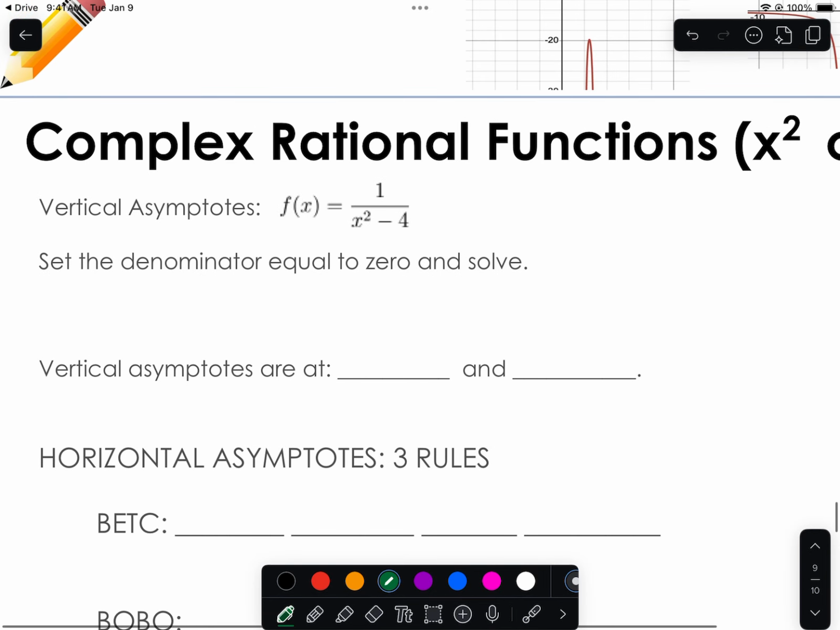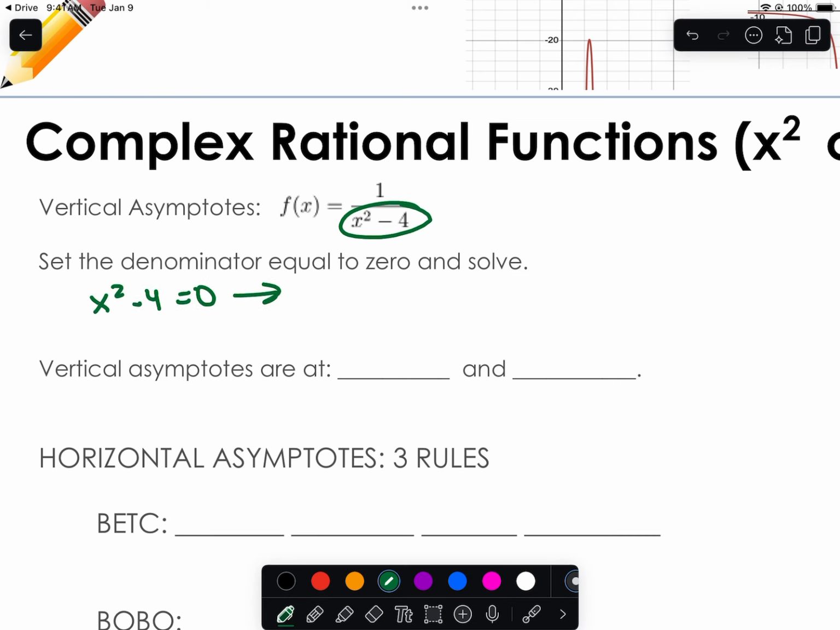Okay, so for complex rational functions, vertical asymptotes, if you have x squared minus 4, you got to set that equal to 0. You can use Desmos to help you with this, but we're going to go ahead and factor x squared minus 4 real quick. And we should get x equals negative 2 and x equals 2.